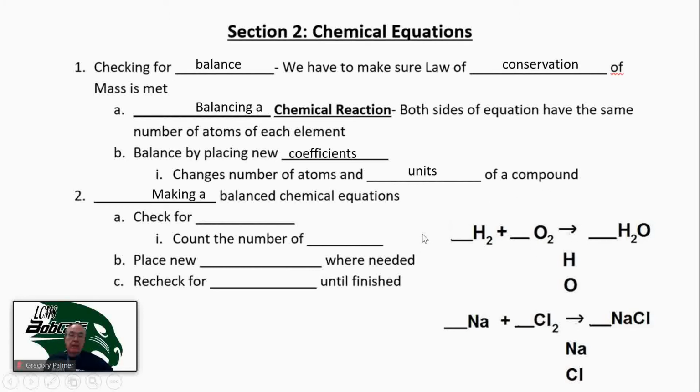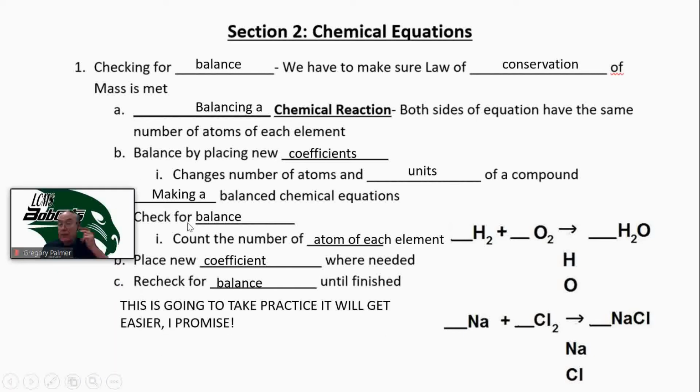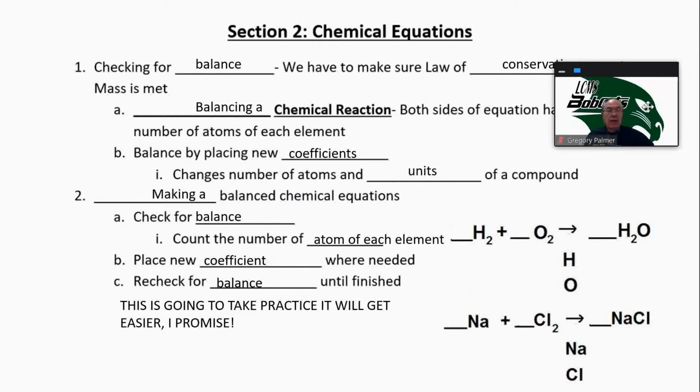So, making a balanced chemical equation. First thing we need to do is check for balance. We count the number of atoms of each element on both sides of the arrow. Then we place new coefficients where needed. We have to recheck for balance until we're finished. I put in here, this is going to take some practice. It will get easier, I promise. At first this seems really hard for kids, and then they catch on. So I know that if you do a little practice, you're going to be able to get this. If you don't do any practice, it's just going to stay hard.